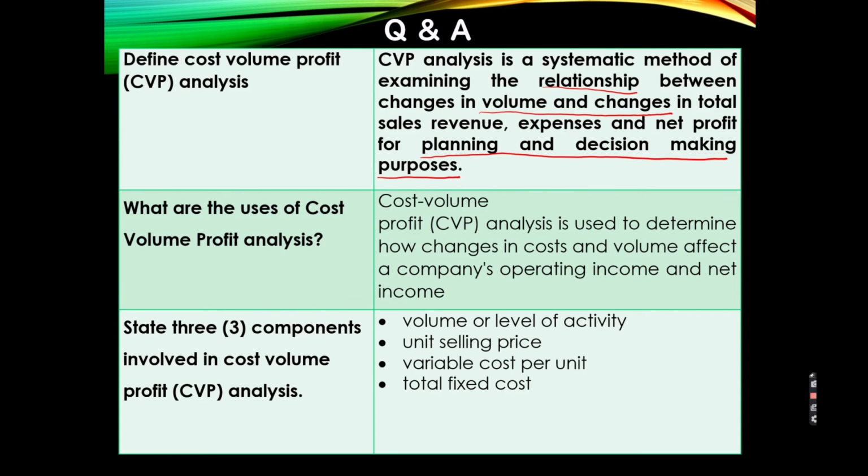Number 2. What are the uses of cost volume profit analysis? Cost volume profit analysis is used to determine how changes in cost and volume affect a company's operating income and net income. Number 3. State 3 components involved in cost volume profit analysis. It can be either volume or level of activity, unit selling price, variable cost per unit, or total fixed cost.